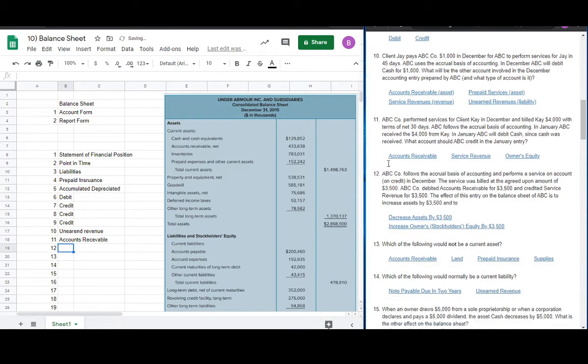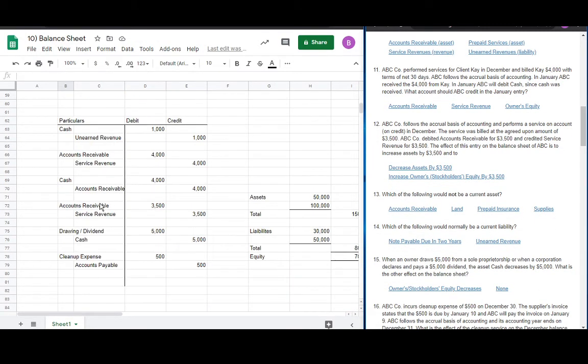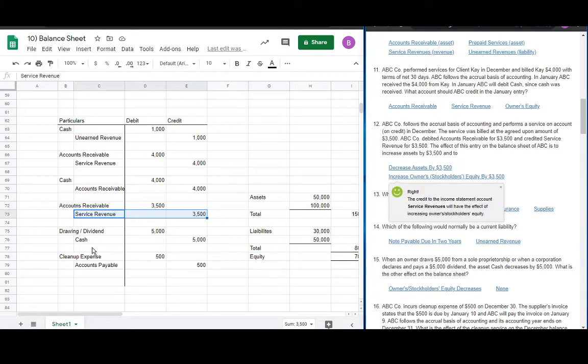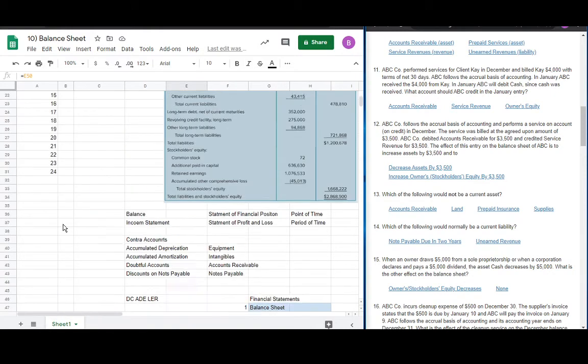Number 12, ABC Corporation follows an accrual basis of accounting and performs a service on account. So, accounts receivable and a service revenue of 3.5. Take note that revenue increases equity, while expense decreases equity. And since it is a revenue, we increase stockholders' equity by 3.5.